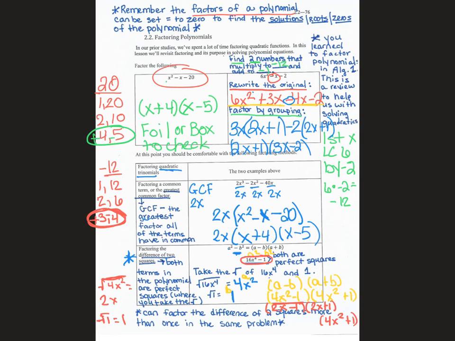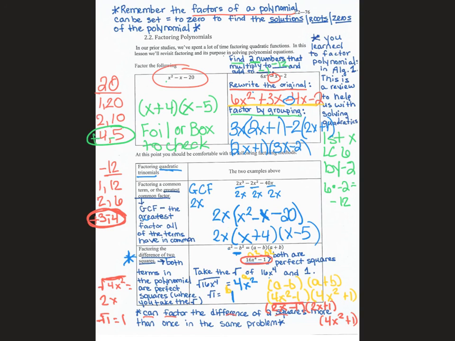So this little note that's written at the bottom of your page, can factor the difference of two squares more than once. That's a very important thing to remember in Algebra 2. So that's our first page of some basic factoring of polynomials. Let's move on to our second page.